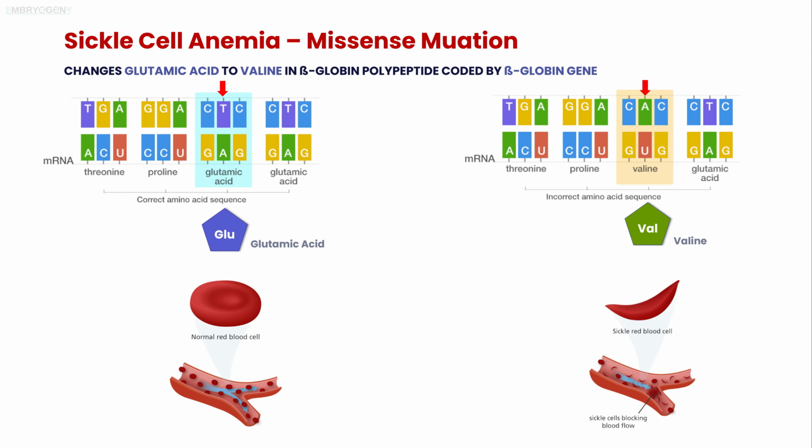The next example of point mutation is sickle cell anemia, which is a kind of missense mutation where the impacted gene is the beta globin. One change in the codon of the DNA strand from CTC to CAC results in a different amino acid to be coded. That is, instead of glutamic acid being translated, valine is formed. This results in sickle-shaped hemoglobin molecule.